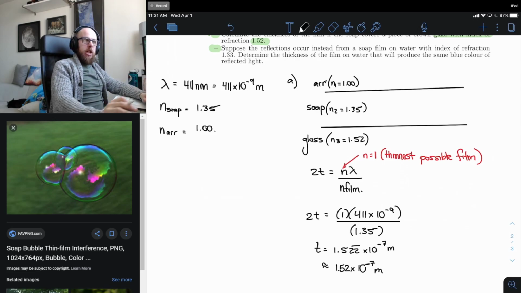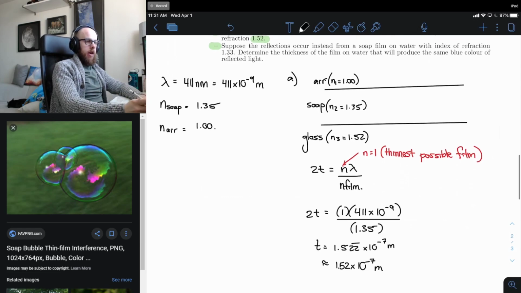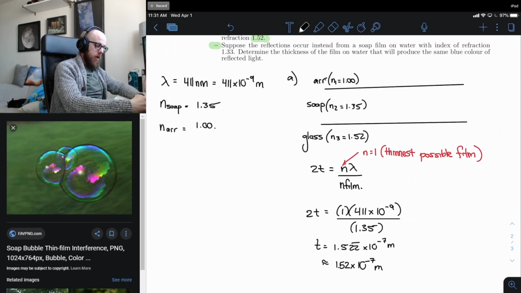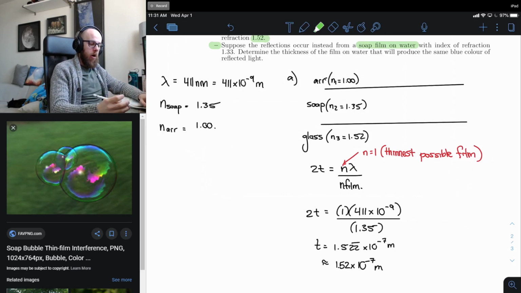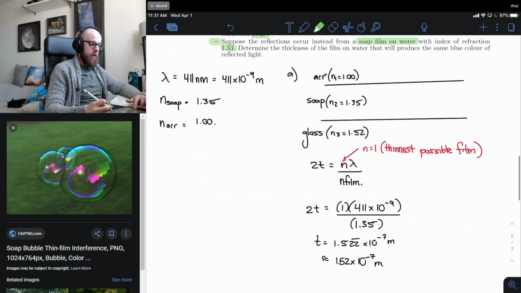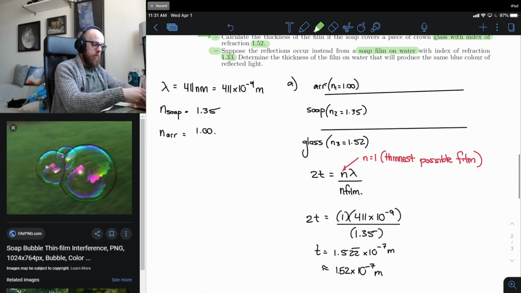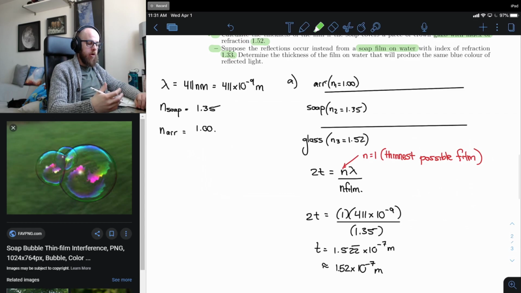Now let's change it up. Let's consider the second scenario here. We're changing up the properties of the question. Suppose the reflections occur instead with the soap film on water. Instead of being placed on glass, we place the soap film on water, and water has an index of refraction of 1.33. The question remains the same: determine the thickness of the film that will produce the same blue color of reflected light.